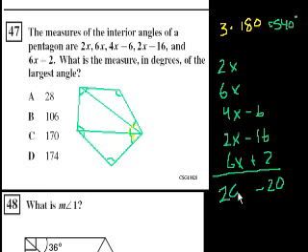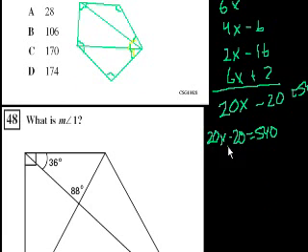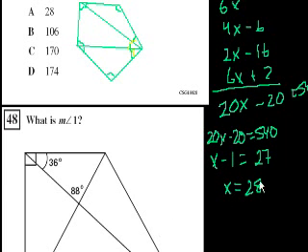So we have 20x minus 20 is equal to 540 degrees. I know you can't see that 540. Let me write it again. 20x minus 20 is equal to 540. Let's divide both sides of this equation by 20. So you get x minus 1 is equal to 54 divided by 2, which is equal to 27. So then x is equal to, add 1 to both sides, x is equal to 28.